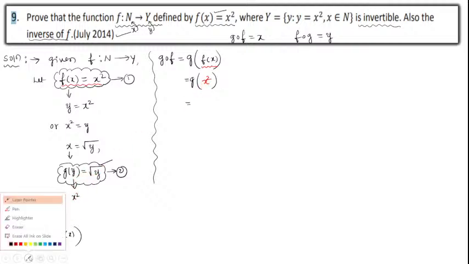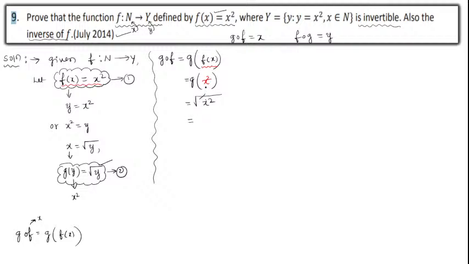So what will we get here finally? g of x square is equal to... g of y is root y, that is root of y. So in place of y you have to write x square. That is equal to root of x square; the square and square root cancel, and the remaining will be x. So you have got g of a function equal to x. Say it as equation number 3.